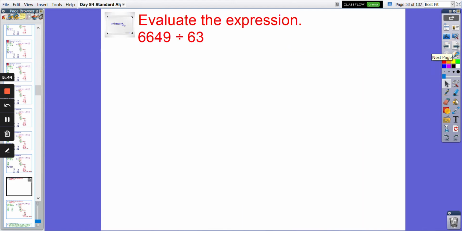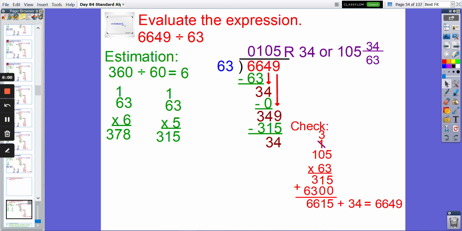All right, go ahead and solve 6,649 divided by 63 on your whiteboard. Pause the video and press play when you are done. All right, you should have gotten, your quotient should have been 105 remainder 34, or you could have written it as 105 and 34 over 63. Go ahead and take a second and check your whiteboard and make sure what you have matches what is on the slide.